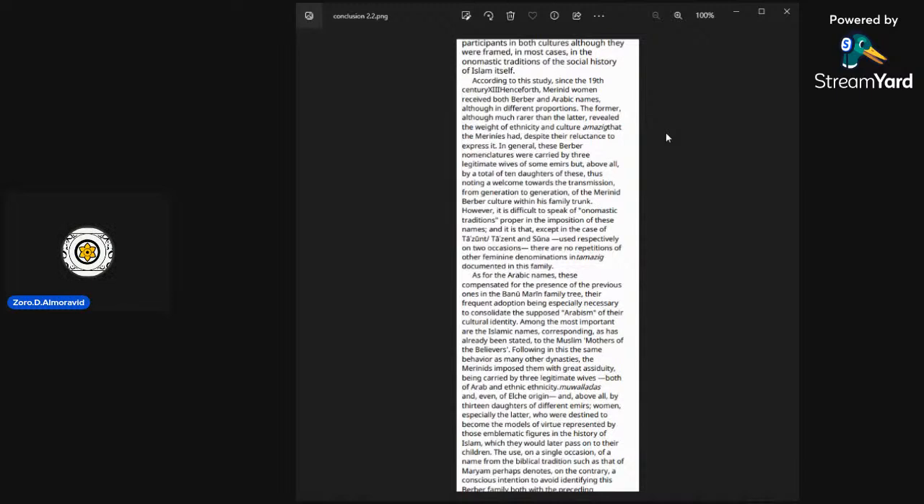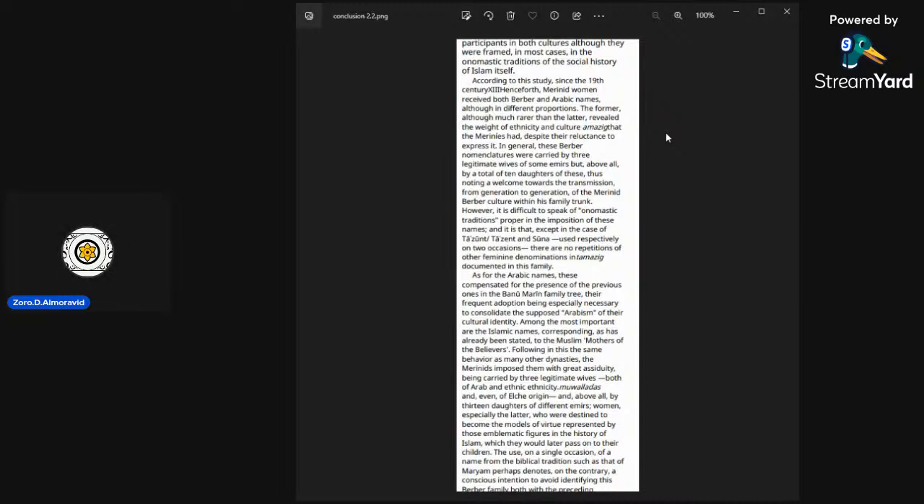Among the most important are the Islamic names corresponding, as has already been stated, to the Muslim mothers of the believers, following in this the same behavior as many other dynasties. So again, it's not really unique to the Marinids. But this is what's interesting: the Marinids imposed them with great assiduity, being carried by 3 legitimate wives, both of Arab and Muwalladat ethnicity. Muwalladats are basically the concubines in Arabic, and above all by 13 daughters of different emirs.